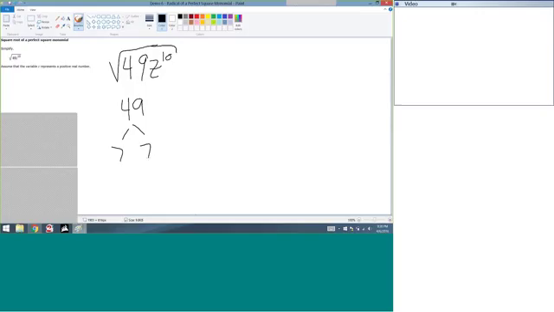Because when we do the factor tree, since we're doing a square root, which remember has that invisible 2, that means we need 2 in each set. So we make a pair of the same value, and that's what gets to come out. So the 49, as it gets reduced from that square root, will become a 7.